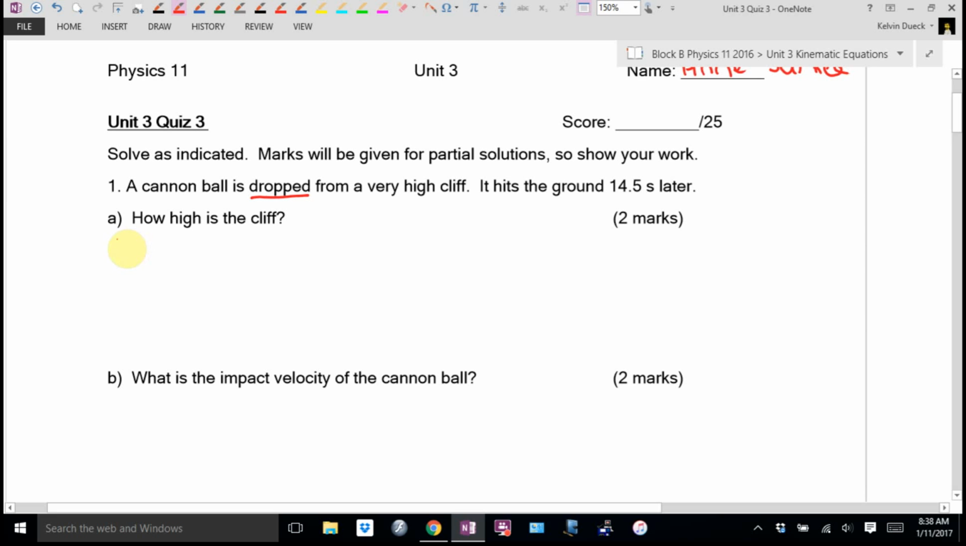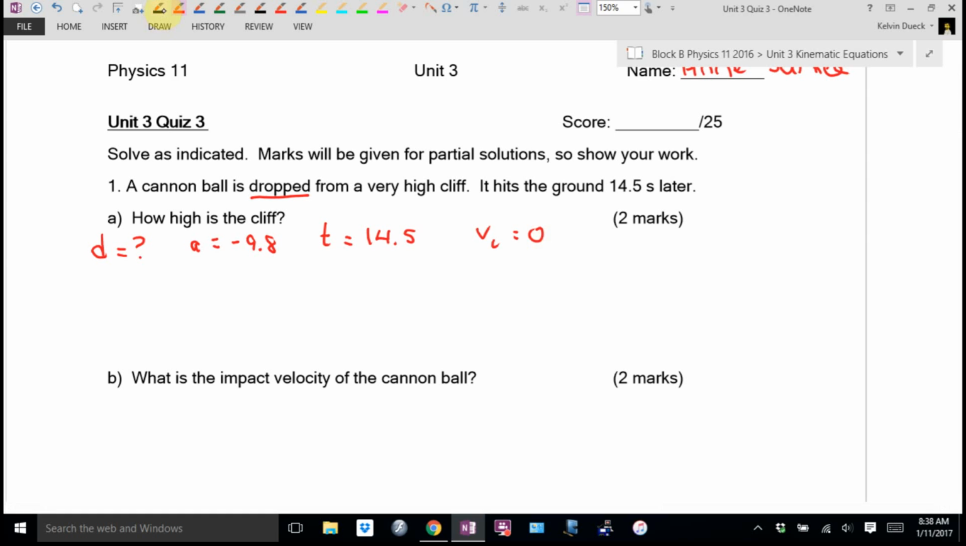So how high is the cliff? I would say to myself, they want me to find a D. I know A is negative 9.8. I know T is 14.5. And because it's dropped, I know VI is 0. So I can use D equals VIT plus a half AT squared, although I really didn't even need to write the VI.